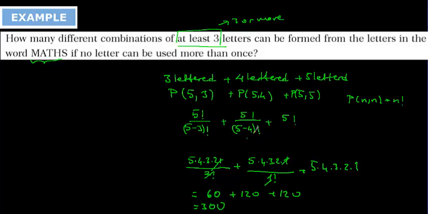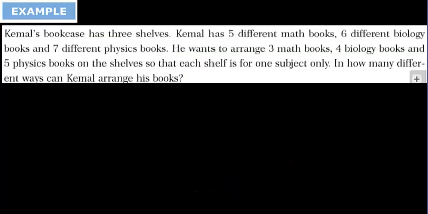Here, the only important part is that we have to be careful about these addition signs. When you say "at least 3," it means 3 letters, 4 letters, and 5 letters. When you are selecting 3 letters, you cannot select 4 letters or 5 letters, because in total you have 5. That's why these actions cannot happen together. When they cannot happen together, instead of multiplying, we are using addition. And this is a kind of addition principle question.